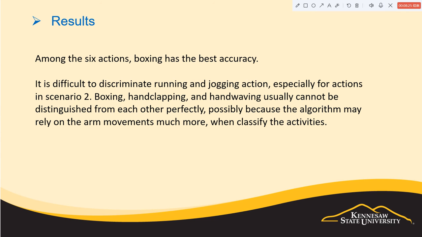Here come our results. Among the 6 actions, boxing has the best accuracy, and it's difficult to discriminate between running and jogging actions, especially for actions in scenario 2. Boxing, hand clapping, and hand waving usually cannot be distinguished from each other perfectly. I think it may be because the algorithm relies on the arm movements much more.